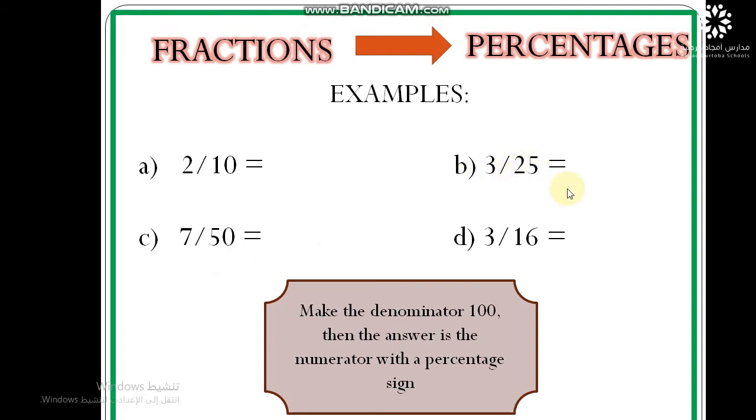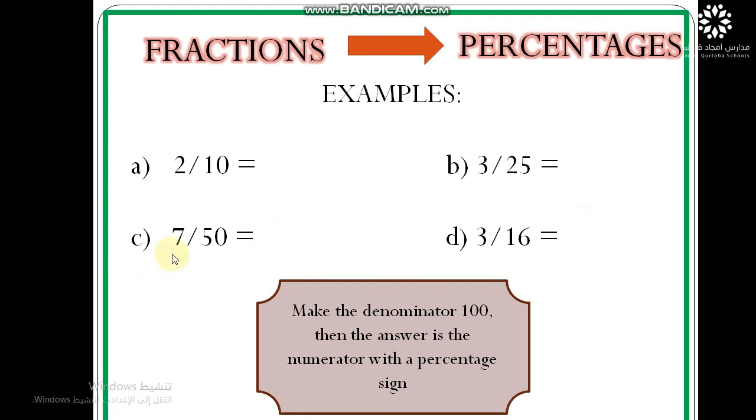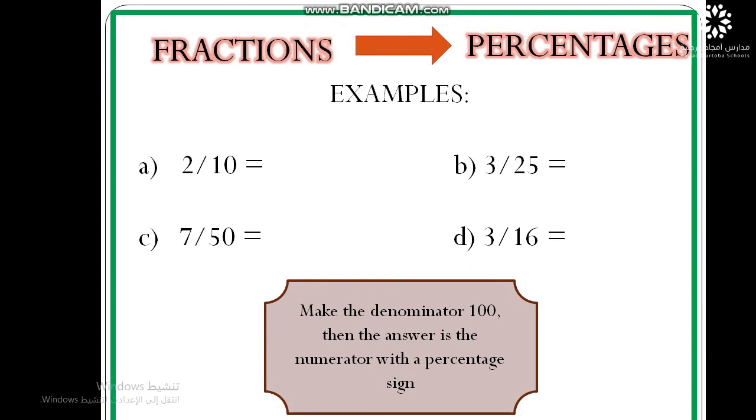3 over 25. How can I make 25 at 100? I will multiply by 4 up and down. So it will be 12 over 100. So it will be 12%. 7 over 50. How can I do it? 7 over 50. 50 I will multiply by 2 up and down. It will be 14 over 100. So it will be 14%.